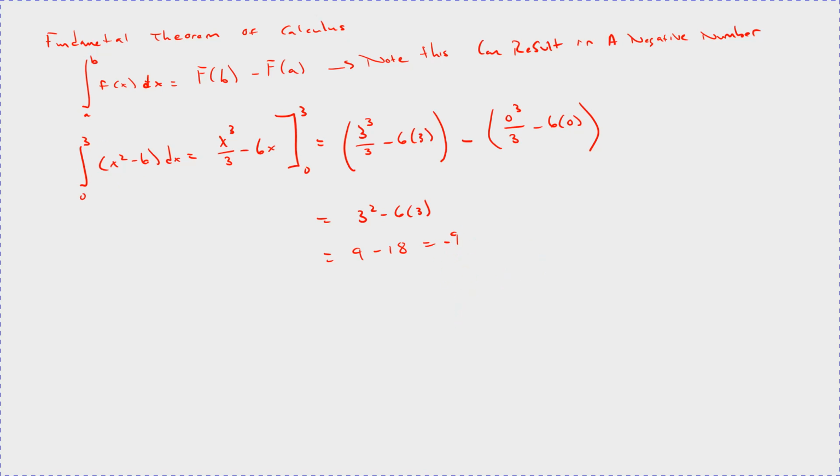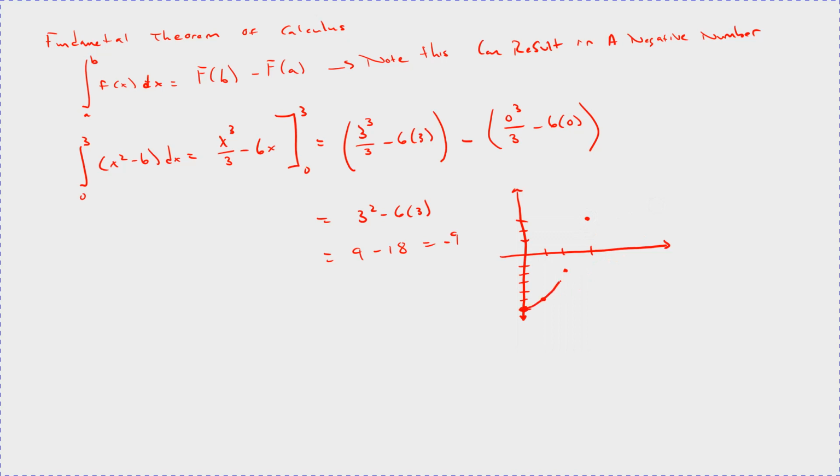So let me sketch the region here and explain why you're getting a negative result. So this isn't perfectly drawn to scale here. You're integrating from 0 to 3. So if you plug in 0, you get minus 6. You plug in 1, you get minus 5. You plug in 2, 2 squared is 4 minus 6, you get minus 2. And then when you plug in 3, you end up getting 9 minus 6, which is 3.